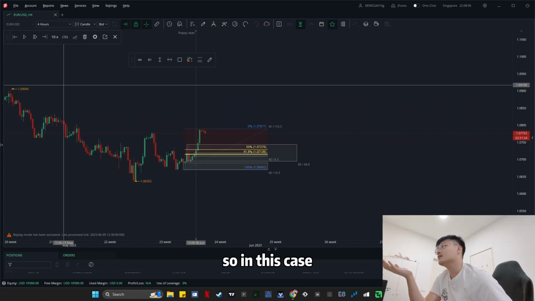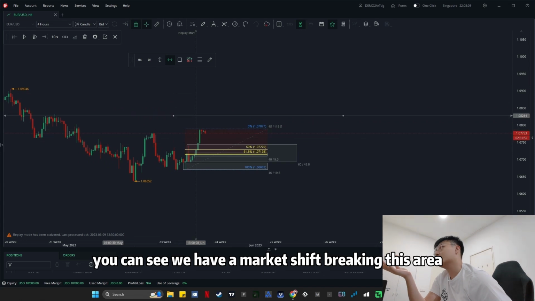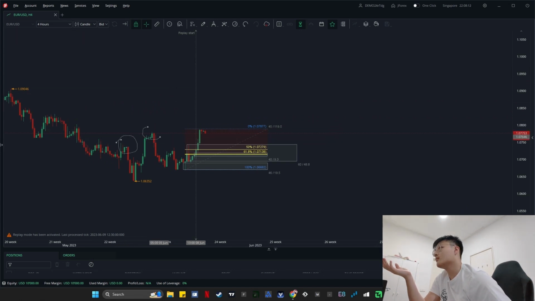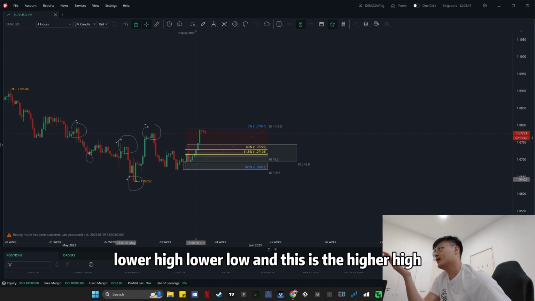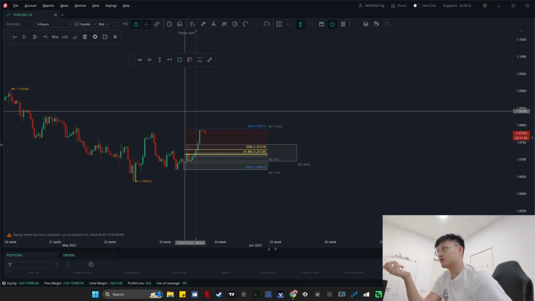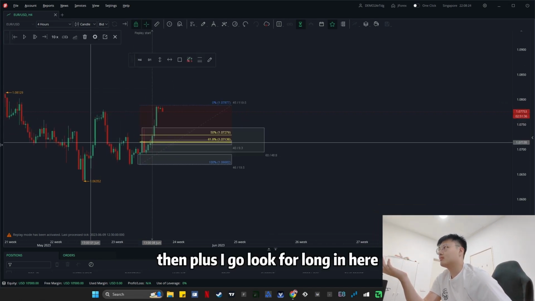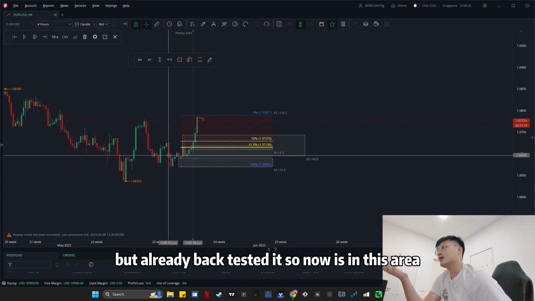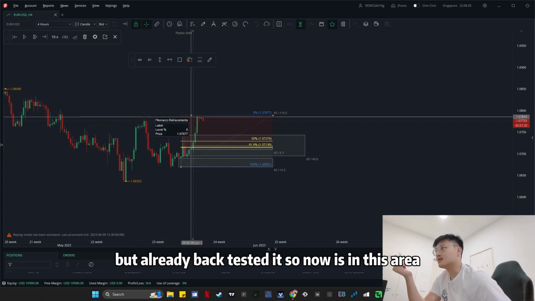In this case, you can see we have a market shift breaking this area, created this high. See this lower high, lower low, lower high, lower low, and this is the higher high. So it breaks the market structure. Then it's very simple. I've got to look for longs in here, but I already backtested it, so now it's in this area.